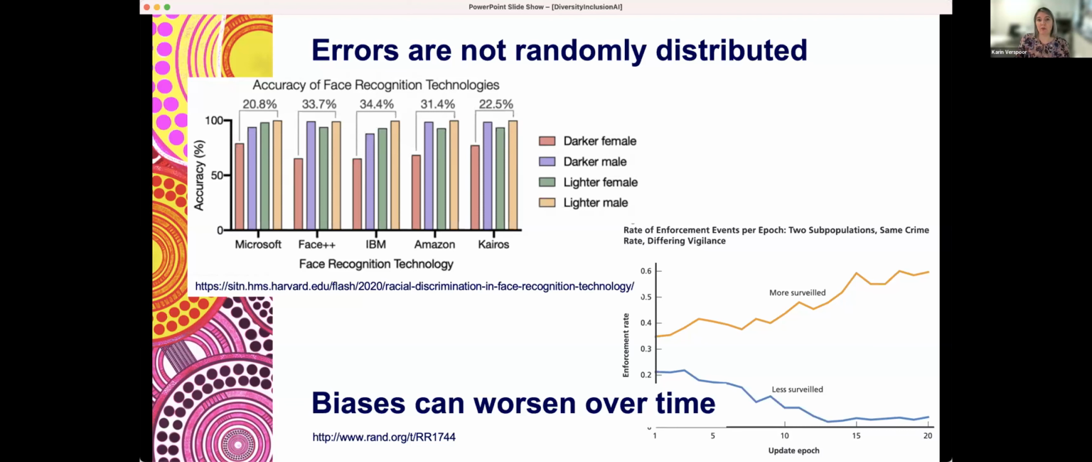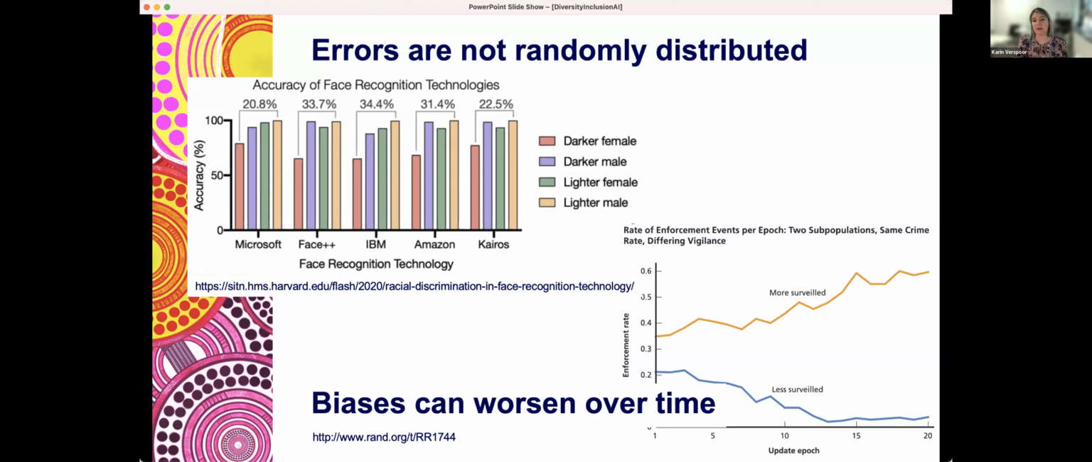So, the closer to the average image in the data set that you get, the better the performance is. But the further away from that you are, the worse the performance is. So we really need to be thinking about even how we're evaluating these systems along these diversity dimensions, because there are uneven impacts. And these biases can worsen over time if you think about the implementation of these tools.